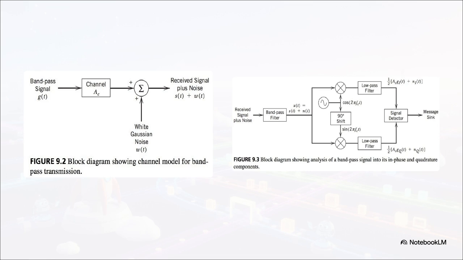But don't worry, our heroic receiver is ready. First, it uses a bandpass filter to chop off all the excess noise outside our specific frequency band. Then it uses an incredibly precise IQ down converter, firing up local sine and cosine oscillators to split that messy signal right back into its in-phase and quadrature low-pass components, desperately trying to pull the original message out of the wreckage.